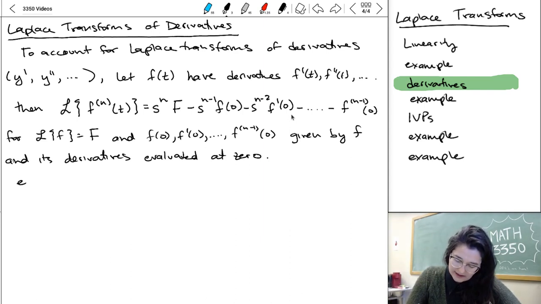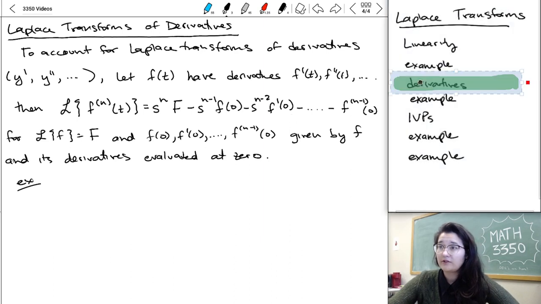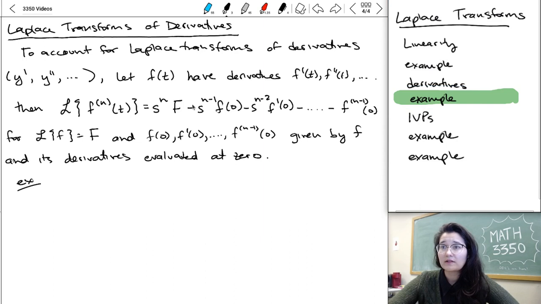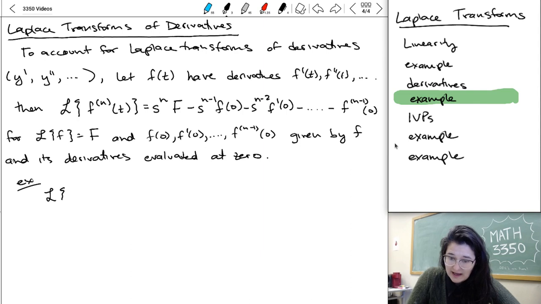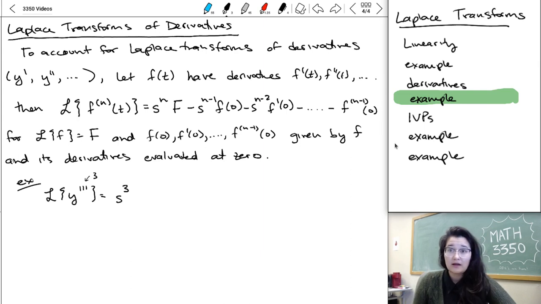But before we get into that, we can just do a really quick example of just how you implement this formula, because I do know that seeing all these n's can be intimidating. So let's talk about how we would take L of y triple prime. In this case, that's the third derivative, so I'm going to start with s to the power 3. And I'm going to multiply that by Laplace of my variable, which I'm going to denote by capital Y. And then I'm going to subtract s squared and multiply it by my variable, y, evaluated at 0.